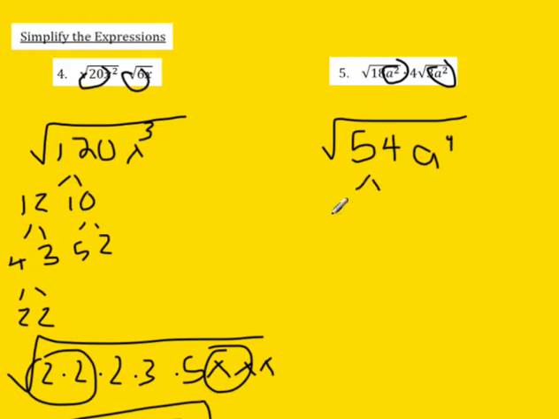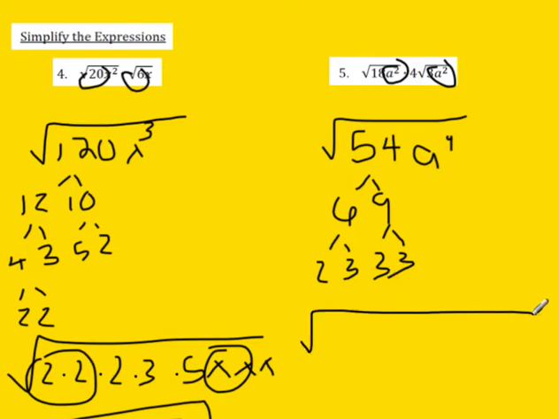Well, 54 I can break down to 6 and 9. And this is going to break down to 2 and 3, and 9 is going to break down to 3 and 3. So underneath my radical, I have 2 times 3 times 3 times 3. Then I have 1, 2, 3, 4 A's. So I have 1 pair of 3's that I can pull out.